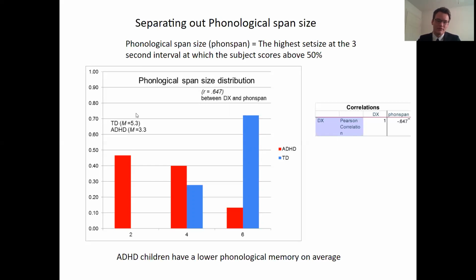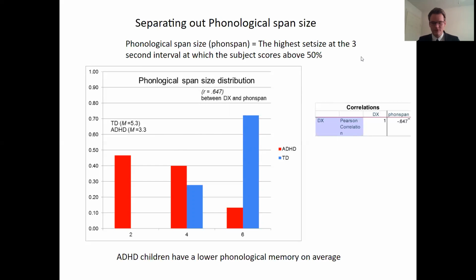Even looking at the means here, the TD kids got about 5.3 on this phonological span size, versus ADHD kids got 3.3. And what that means in practice is that kids with ADHD are holding about 2 items less. Their capacity is about 2 items less on average than a normal TD kid, which is very significant.